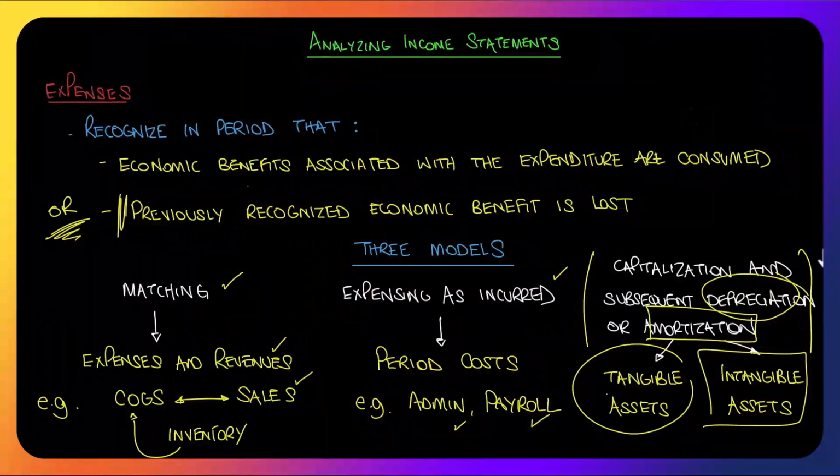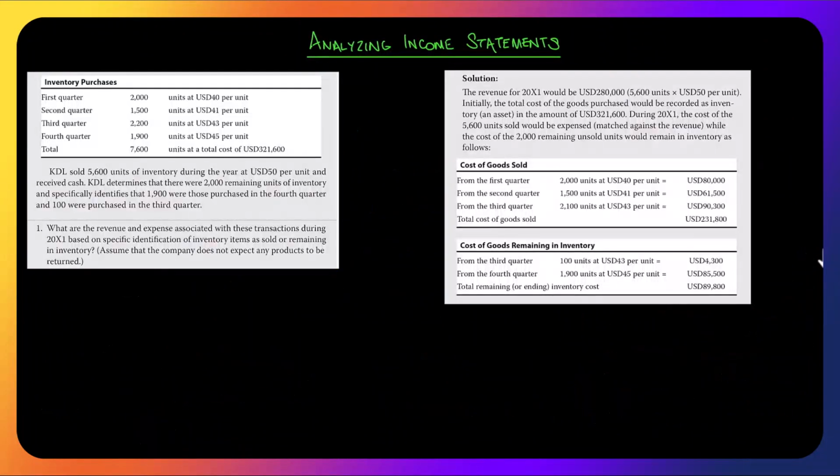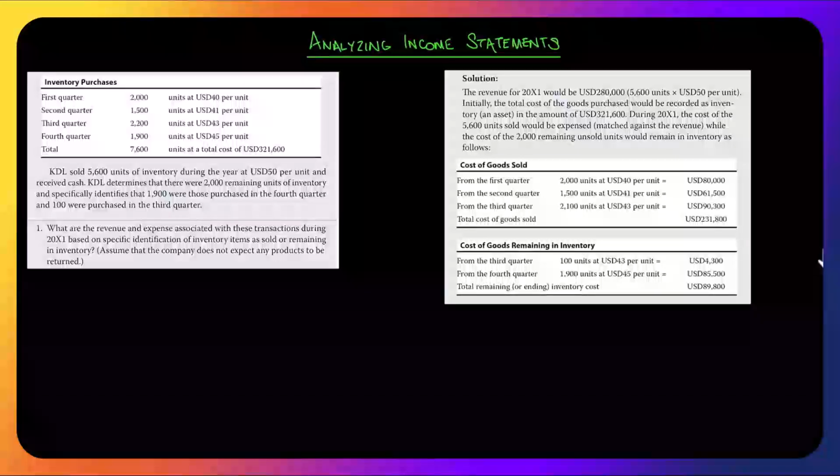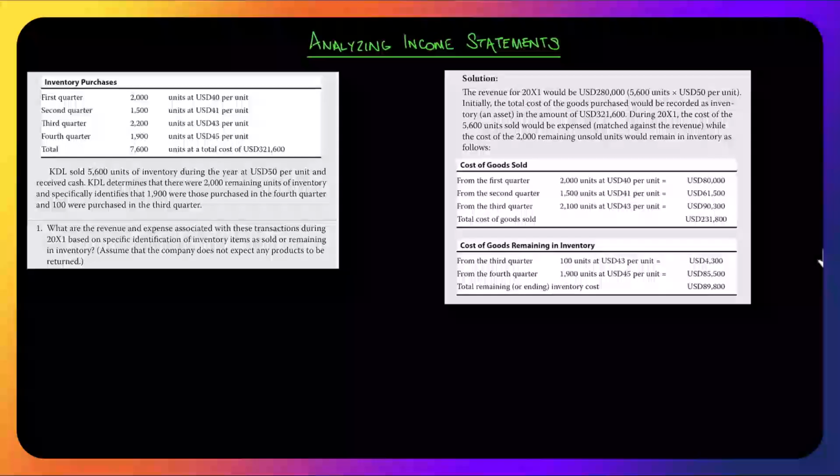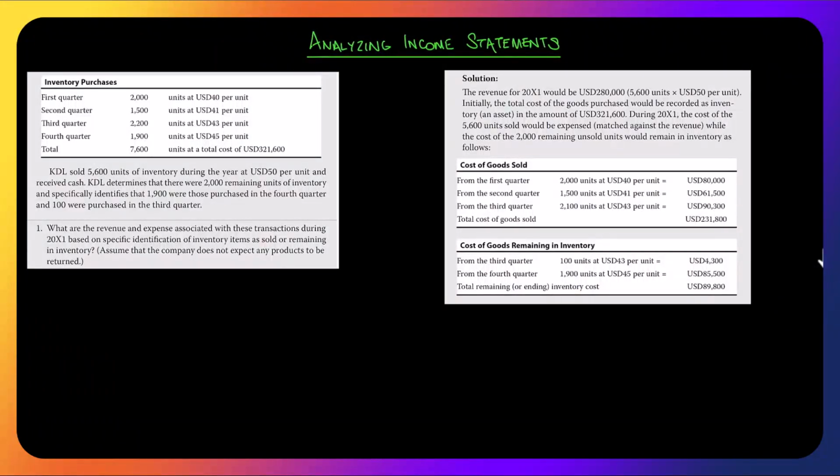Best way to learn it now is to go through examples. So here's the first, inventory purchases. Remember we said for inventory, we were looking at matching. What happens with this company? It's KDL. We've got inventory purchases of 2,000, 1,500, 2,219, 76 total over the year in first, second, third, fourth quarter.